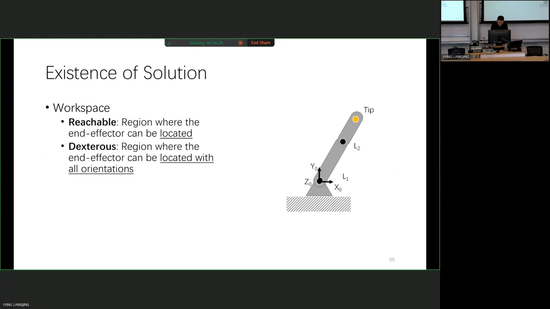Okay, so before we actually work out the solution, of course, we want to analyze it. There are things like reachability based on the workspace, whether a solution is even possible or not. There are the dexterous workspace and the reachable workspace. Reachable workspace means the robot can reach the position or not. Dexterous means it can not only reach, but also orient in different directions or different orientations.